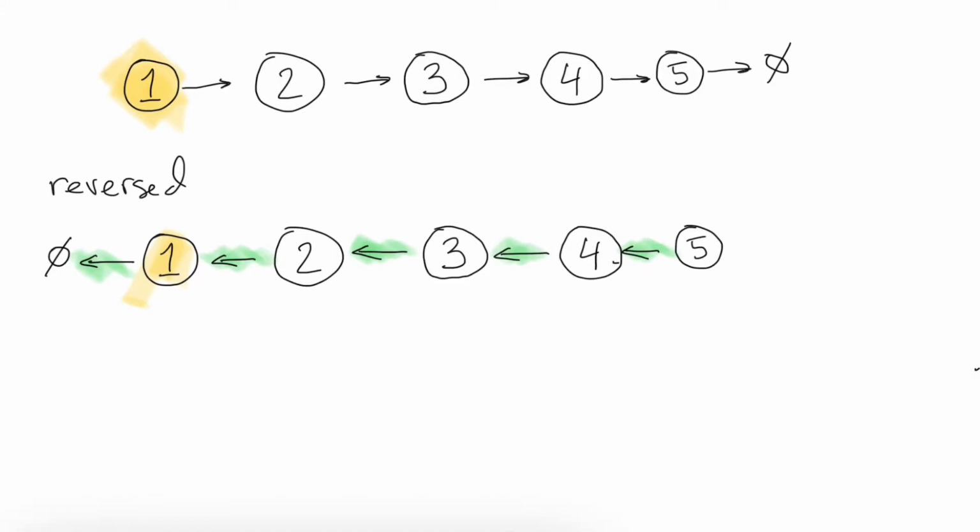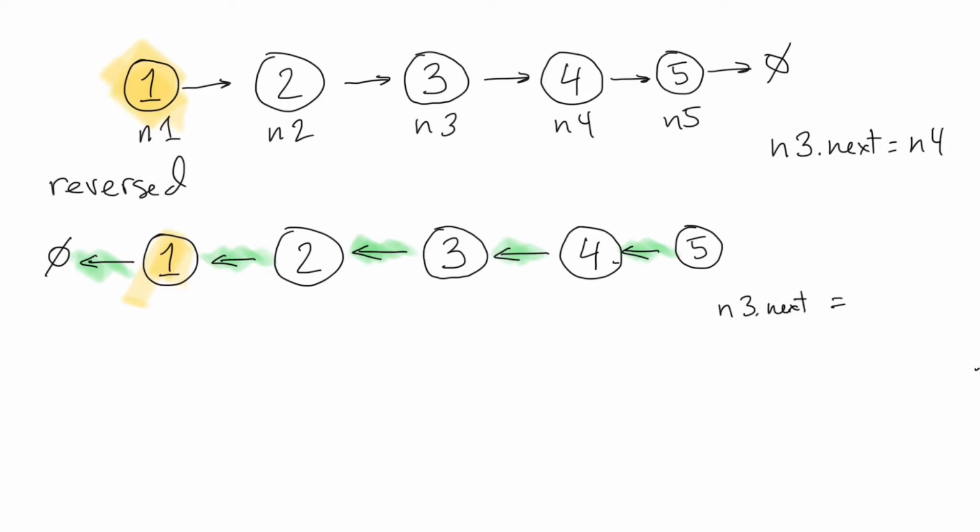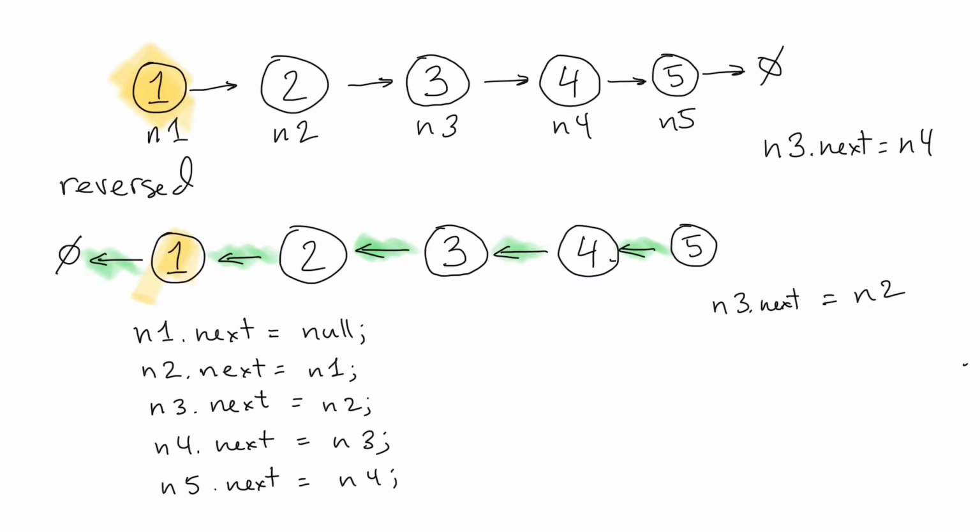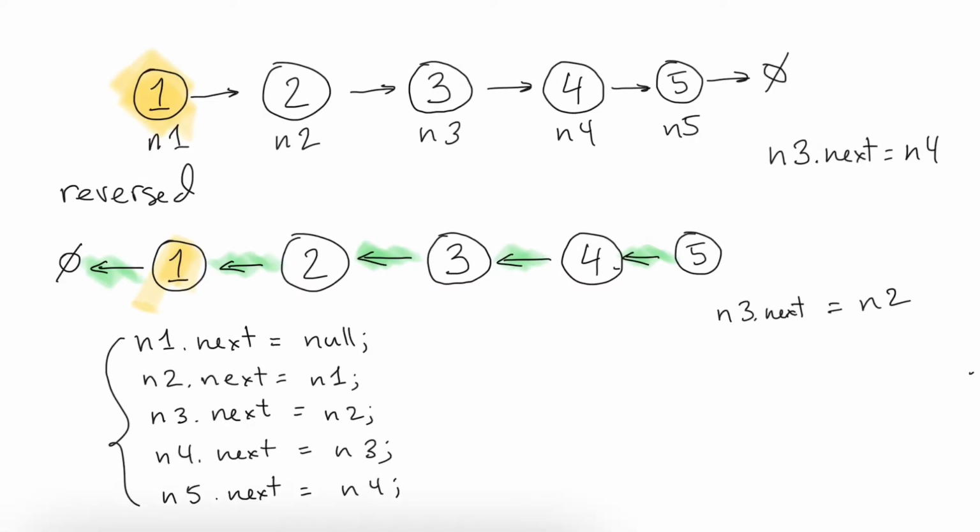To illustrate this point further, if I were to label our nodes by variables, n1 through n5. In my original linked list, I will have that, say, n3.next is equal to n4. But in the reversed version, n3.next would equal n2. So if the nodes of a linked list are labeled, we would simply need to execute the following code to get the entire linked list reversed. However, in a typical linked list problem, we only get a pointer to the very first node, and we don't have the nice labels to work with.